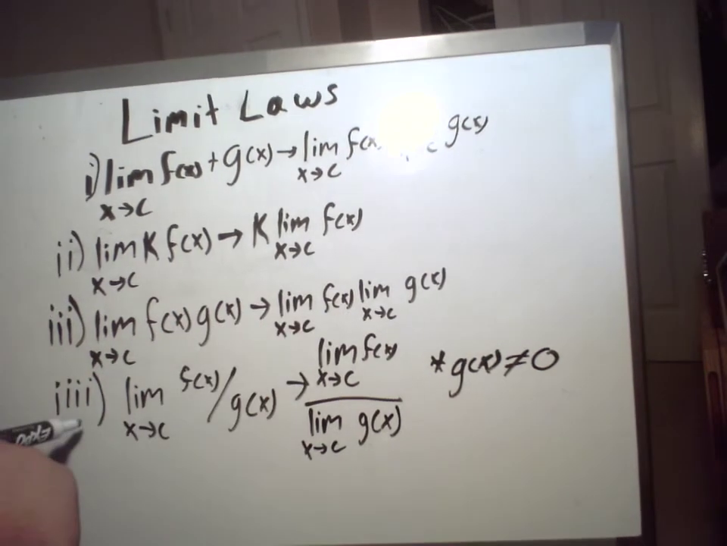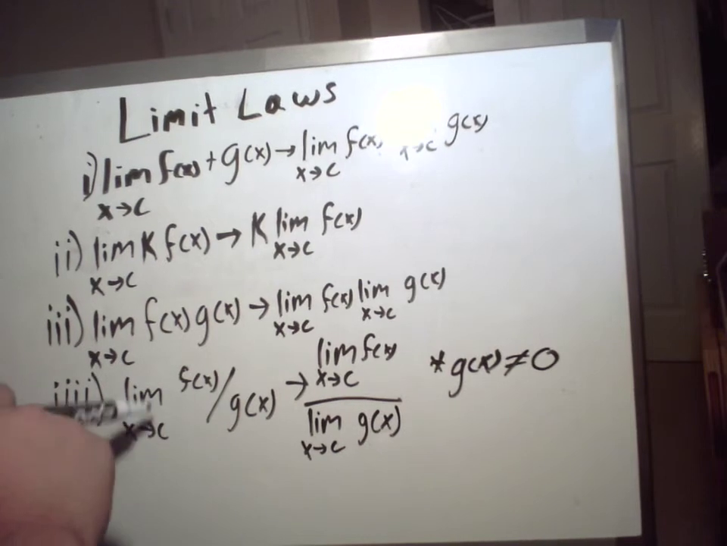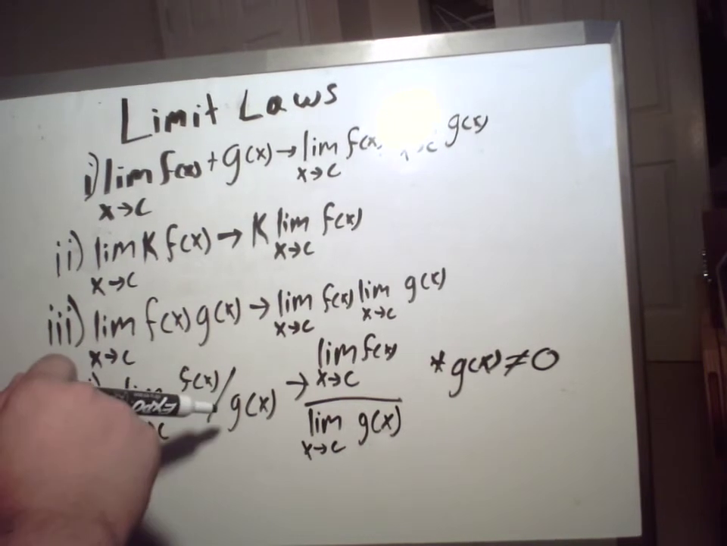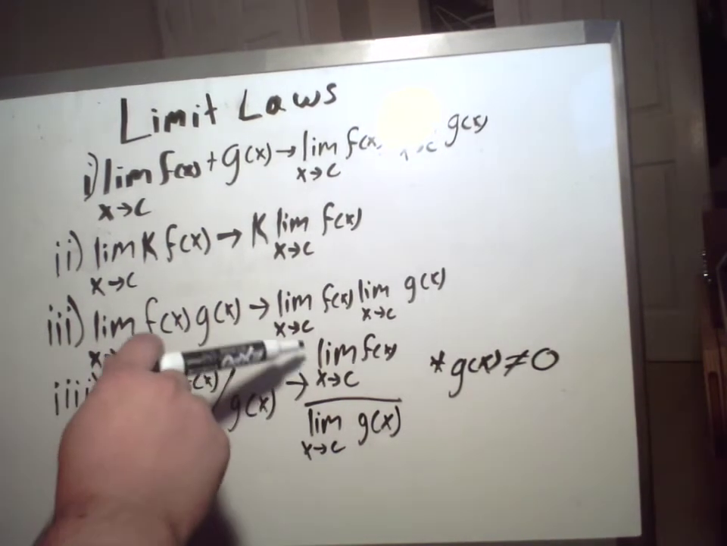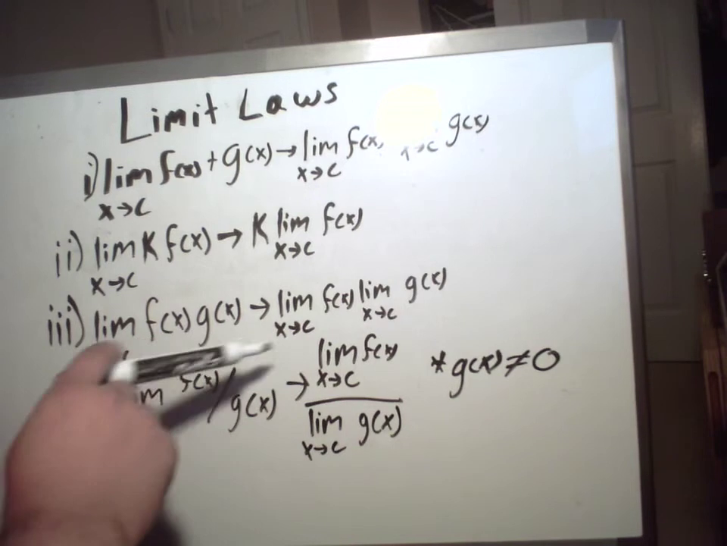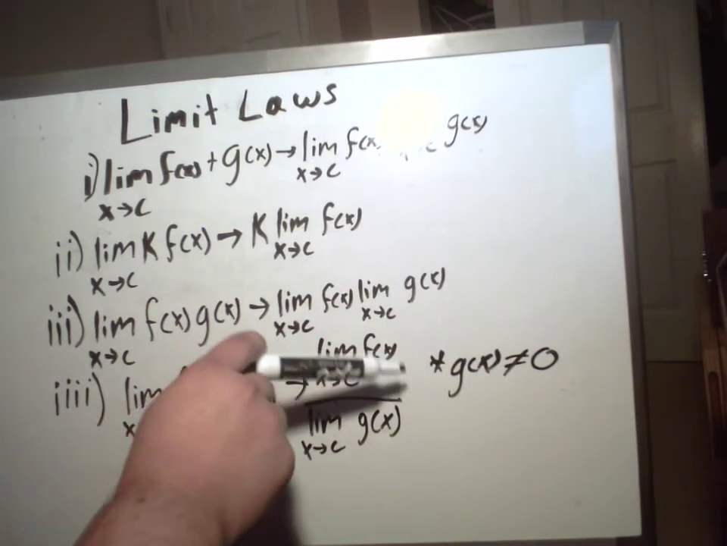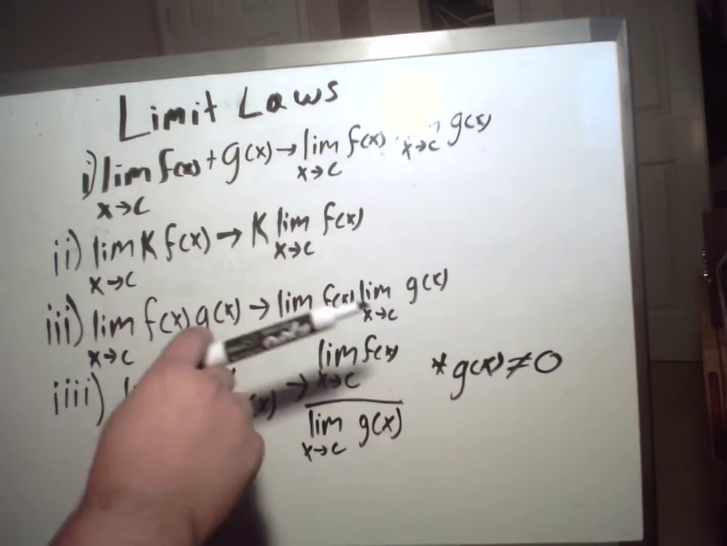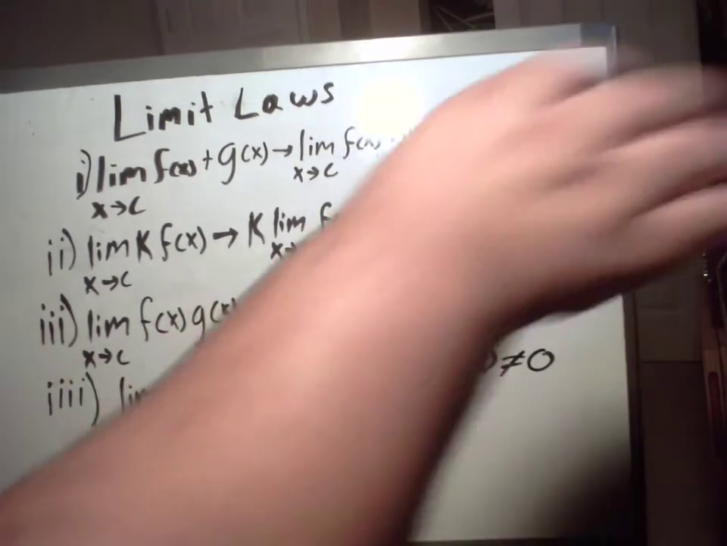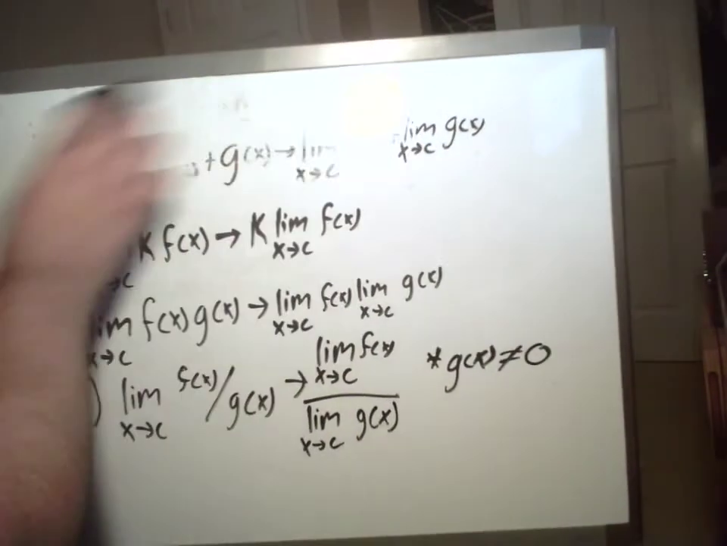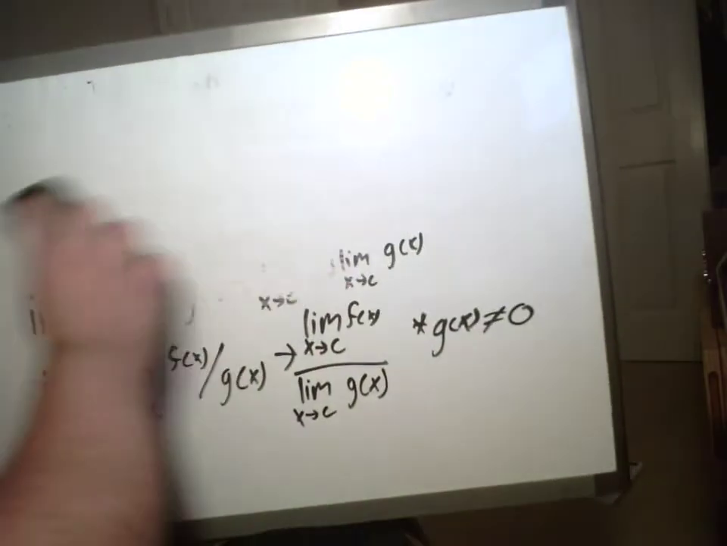Then the fourth one is the limit as x goes to c of f of x divided by g of x. We can rewrite it as the limit as x goes to c of f of x divided by the limit as x goes to c of g of x, as long as g does not equal 0. We can write that.